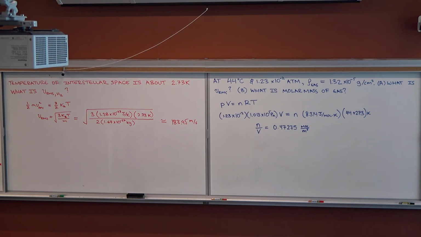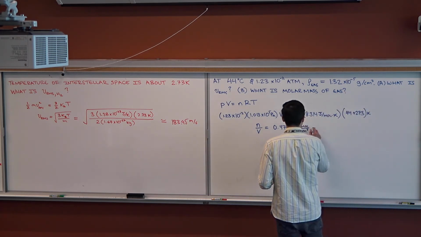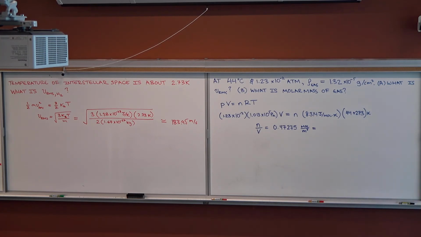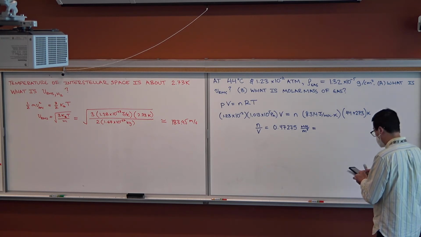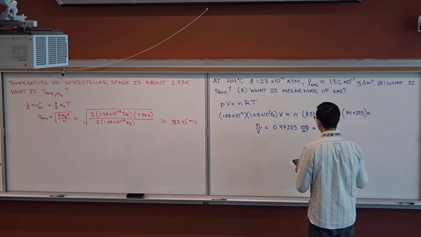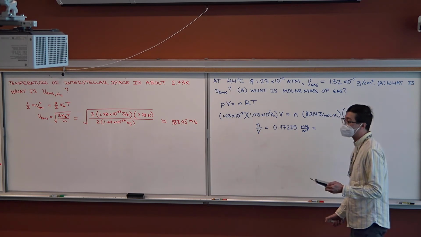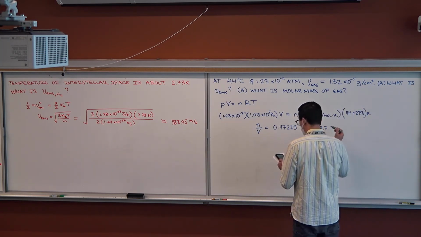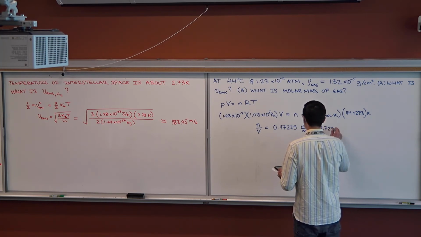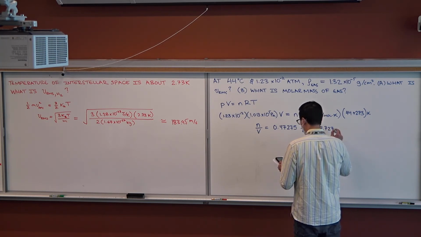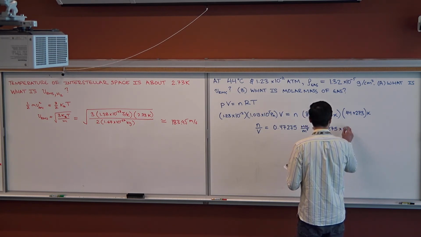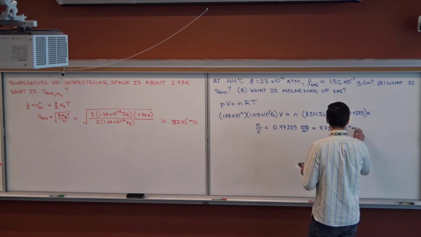To make my life a little easier, how many cubic centimeters are in a cubic meter? A million. So I'm going to divide this by a million. Now you're going to multiply it by a million, because I want to turn it into per cubic centimeters. So I think that this is 4.7275, times 10 to the minus 7 moles per cubic centimeter.